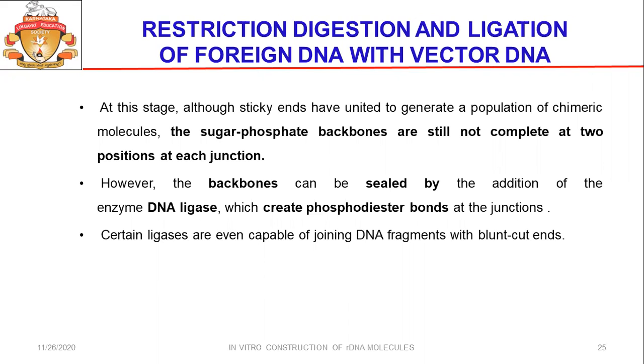still not complete at two positions at each junction. So now the backbones are sealed by addition of the enzyme DNA ligase, which creates phosphodiester bonds at the junctions. Certain ligases are even capable of joining DNA fragments with blunt ends. In this procedure, I've only talked about the ligation of sticky ends, but certain ligases can also join DNA fragments with blunt cut ends.